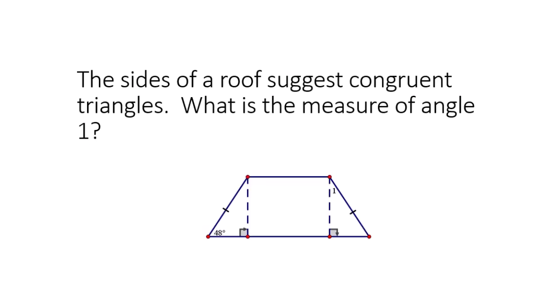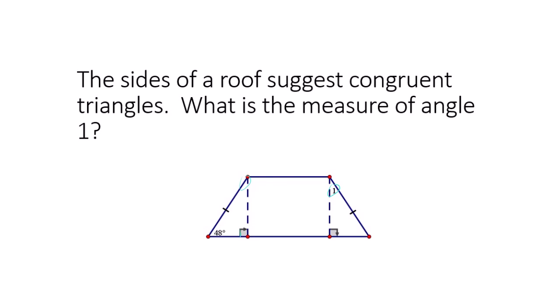Here's another example. The sides of a roof suggest congruent triangles. What is the measure of angle 1? Right. So we have two triangles that are congruent. What is the measure of angle 1? So angle 1 corresponds with this angle here, right?